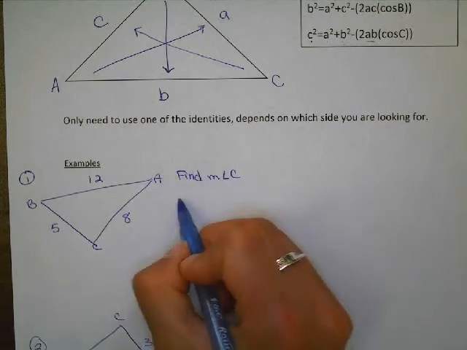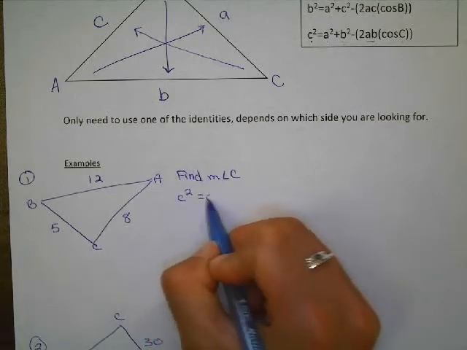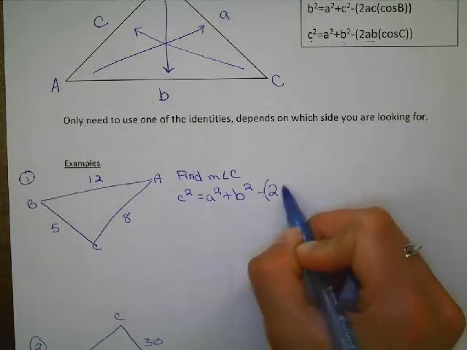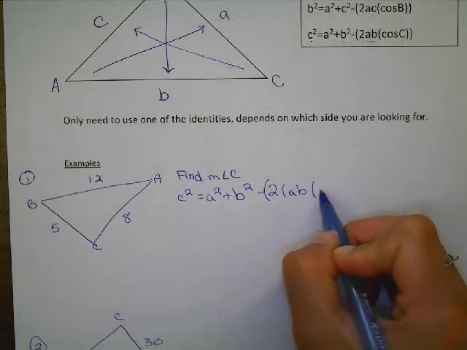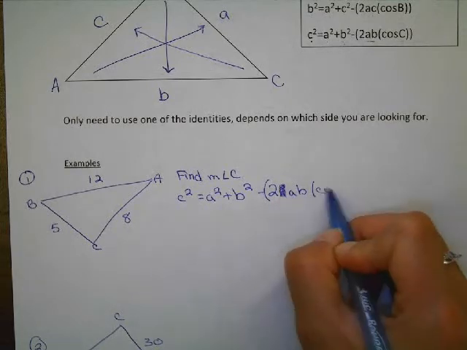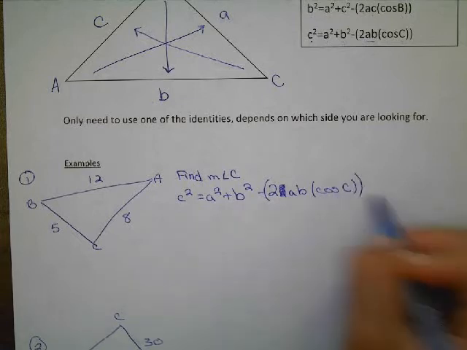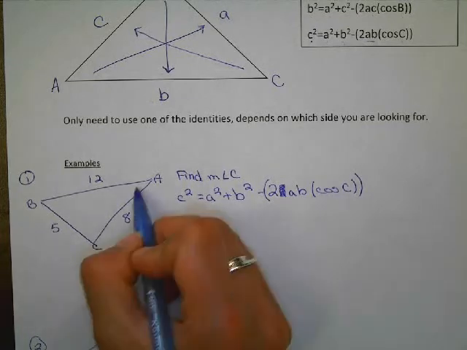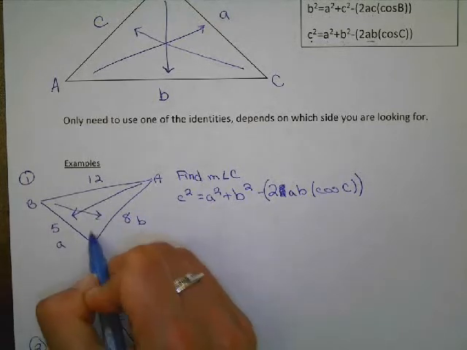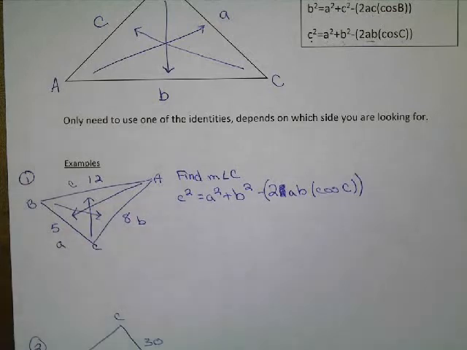So we have c squared equals a squared plus b squared minus 2ab cosine of C. Right now, across from angle A is side a, across from angle B is side b, across from angle C is side c. So it always helps to label. We have our labeling and we have our formula, so now we just have to plug stuff in.